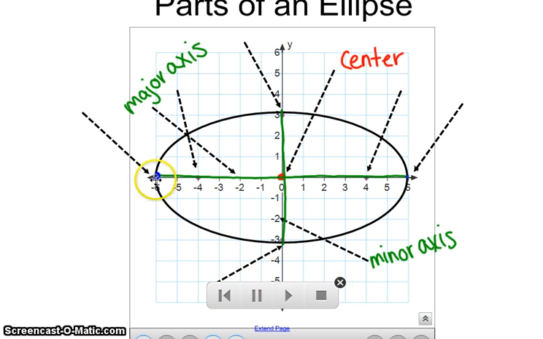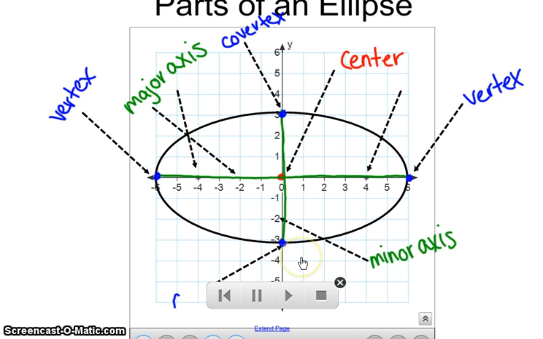Now the next thing is we've got these little endpoints. The ones on the ends of the major axis, these are called your vertices. And the ones on the ends of your minor axis, these can either be called your minor vertices or your co-vertices. It just depends on what the question's asking. Sometimes it writes it one way, sometimes another.